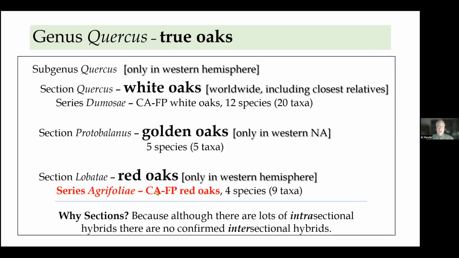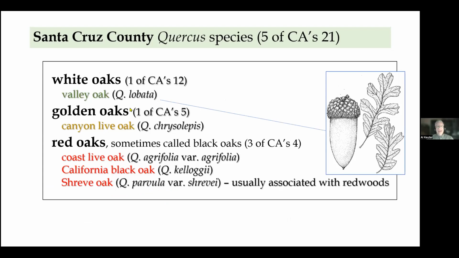So why are these broken into these sections? Why are we segregating oaks in section Quercus, section Protobalanus, section Lobatae? Because they hybridize within the sections, but they never hybridize outside of their sections. So let's break it down and make it a lot simpler.